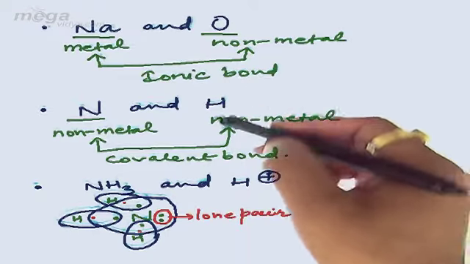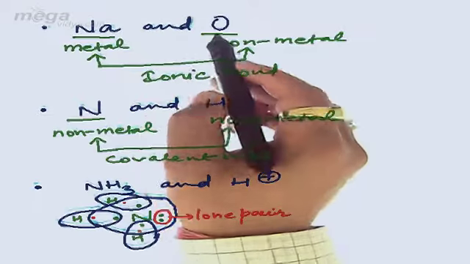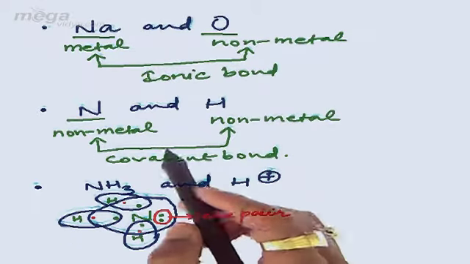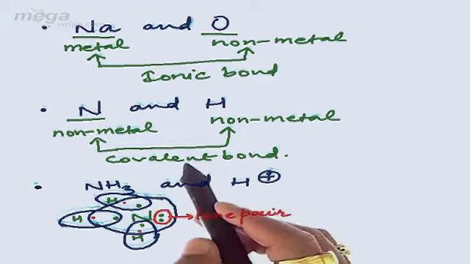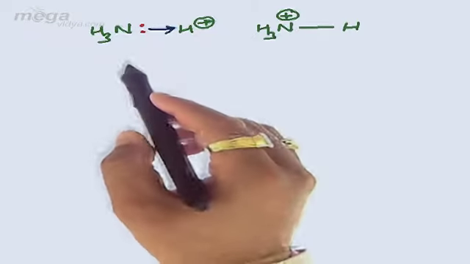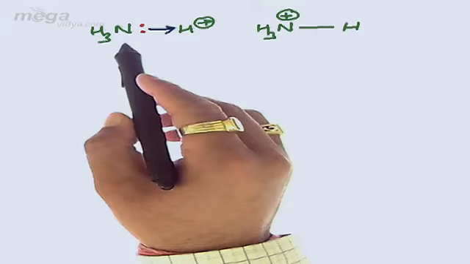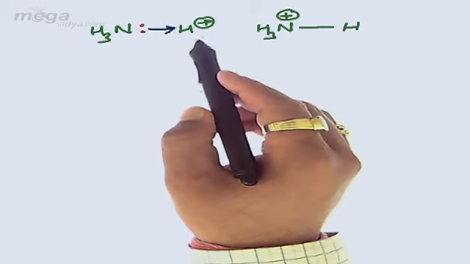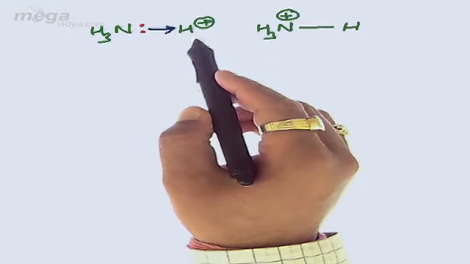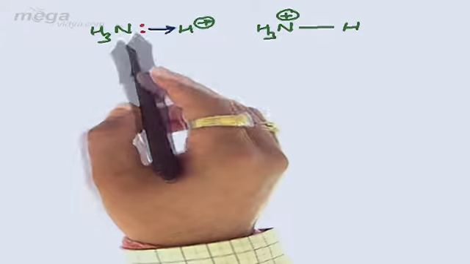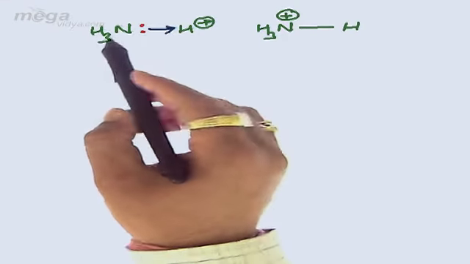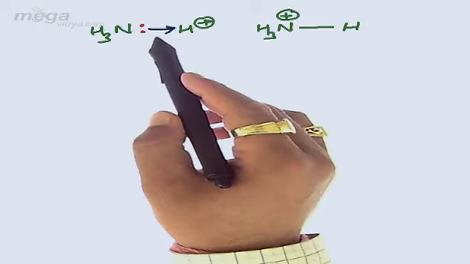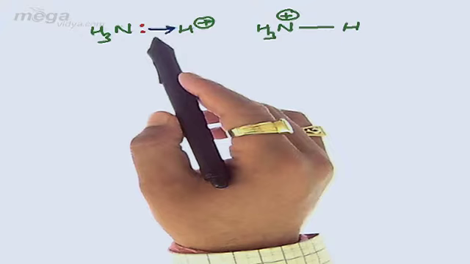So in these 3 examples, starting with sodium and oxygen, we found that the type of bond was ionic. In the second, we had nitrogen and hydrogen, where the possible bonding was covalent bonding. And in the third, we had ammonia, NH3, and H+, where H+ was electron deficient, requiring 2 electrons, that is a pair of electrons to get stabilized, which it is sharing from nitrogen belonging to NH3, forming a coordinate bond. So ionic bond, covalent bond and coordinate bond are now totally well known to us.